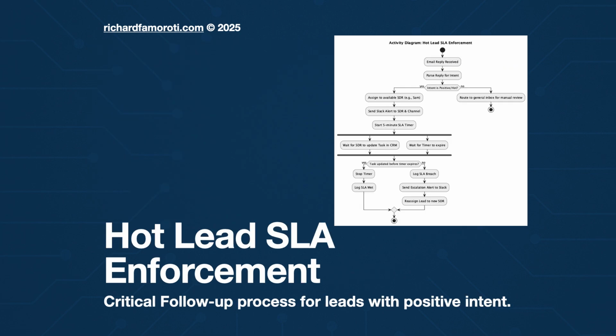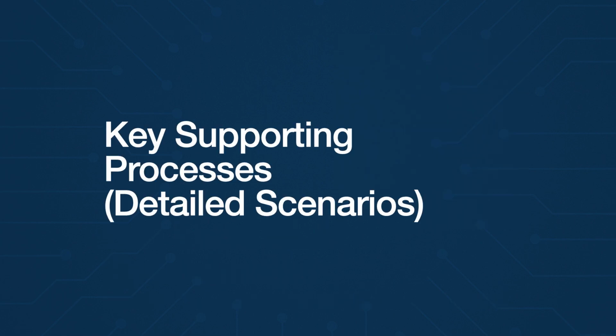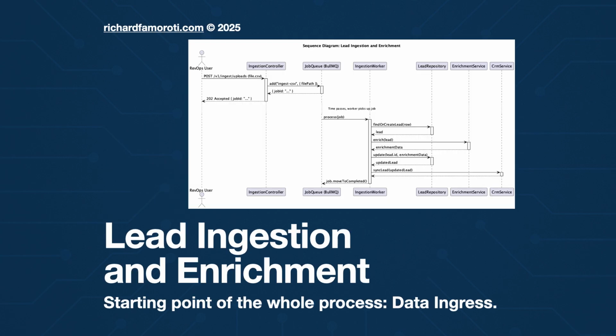Next, we talk about the hot lead SLA enforcement, and this is the critical follow-up process for when a lead shows positive intent, and this works with SLA timers and escalations. Now, with the main flow understood, I will detail other essential system functions.